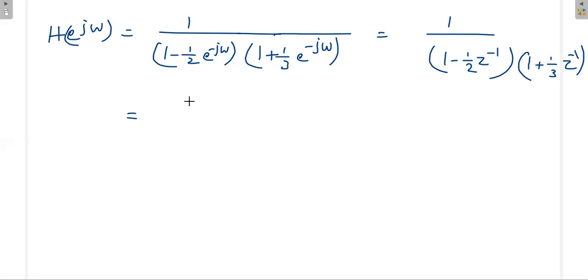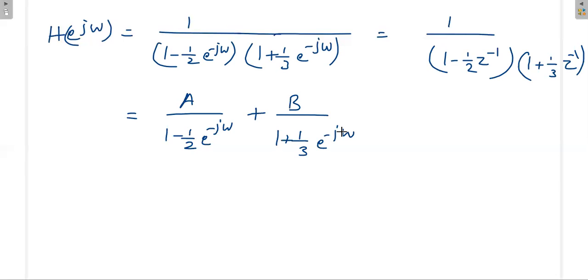Okay, so it is A by 1 minus 1 by 2 e power minus j omega, plus B by 1 plus 1 by 3 e power minus j omega. Okay, so again, what is the value of A? Just apply the partial fraction technique.